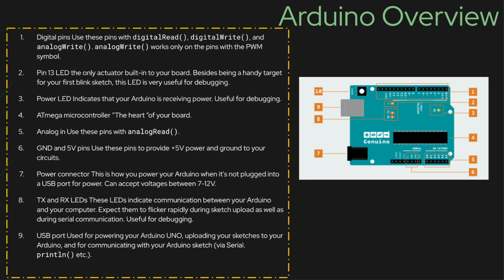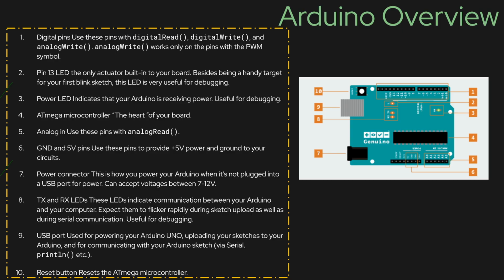And then the ninth part is our USB port. It also serves as a power supply for the board, but it also lets us upload our sketches to our Arduino. And this is how we communicate with our Arduino with the sketch, getting the serial data. This is how when it's printing out, that's how it's getting back. It's got to be hooked up back up to our PC or laptop, whatever you guys are using.